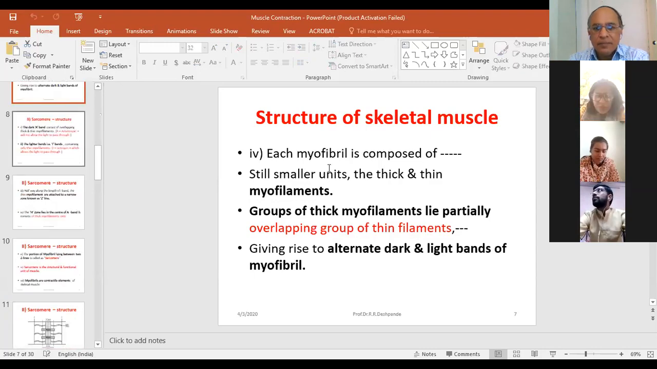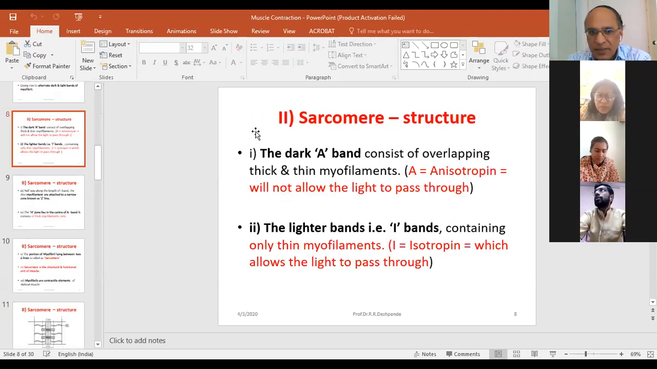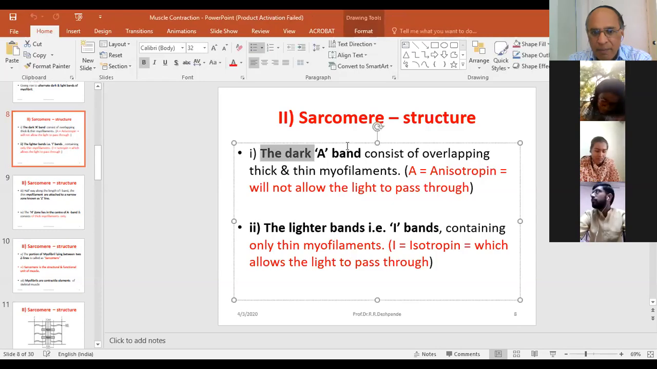Here. Now these bands are described in this way. The dark is the A band. It is called the A band. Dark is always A and light is I. Dark is A, light is I. Don't forget these words. In the oral exam, the examiner will ask you, what is this A band?